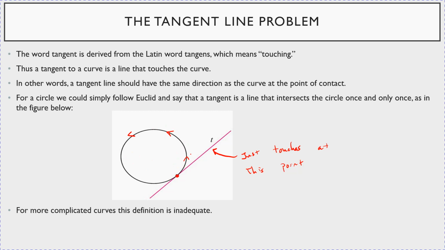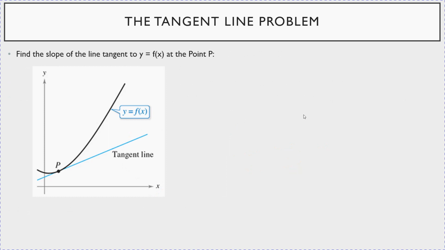For a circle, we could simply follow Euclid and say the tangent is the line that intersects the curve once and only once, as you see in this figure here, but it's much more complicated for other curves, and this definition is inadequate. So let me set up this problem. Suppose you have this graph y equals f of x, and you want to find the slope of the line tangent to this graph at this point P.